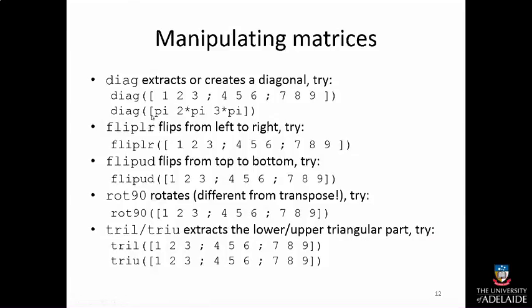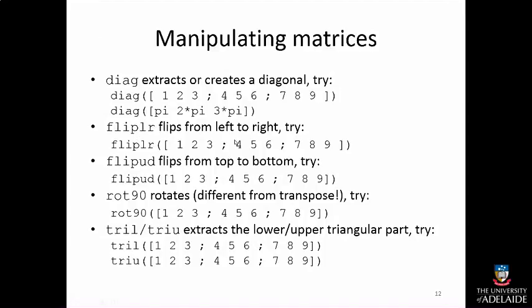Then the next one, diagonal pi, 2 pi, 3 pi. This is going to create a 3 cross 3 matrix, and you see you don't have all the elements here. You are not giving all the elements to the diagonal function, so it would create a 3 cross 3 matrix, and the diagonal would be pi, 2 pi, 3 pi, and everything else would be 0.